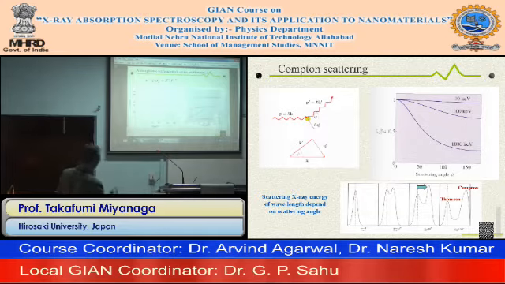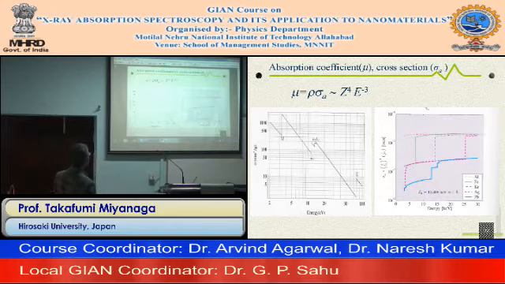Now we move on to the absorption coefficient. There are three effects, three behaviors, in the absorption coefficient. First is photoelectric absorption. Second is fluorescence. Third is the secondary electrons. This is just a simple consideration of the emitted photoelectrons.